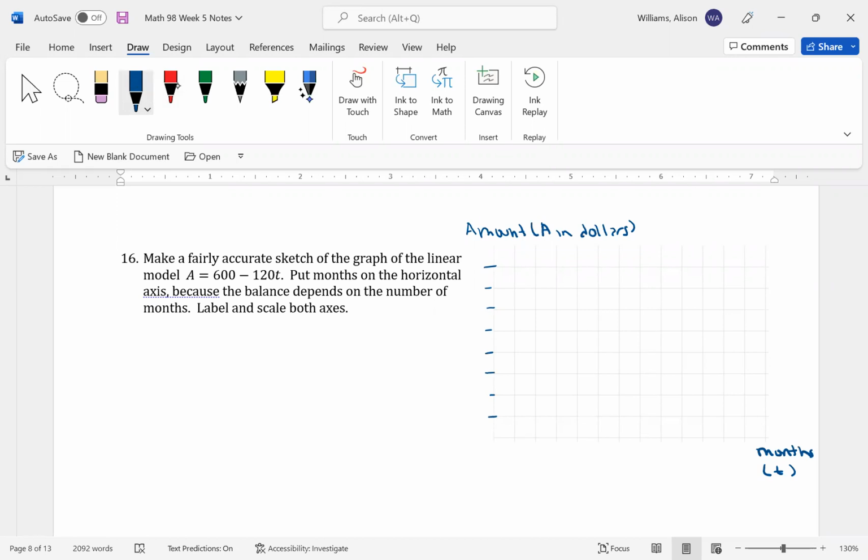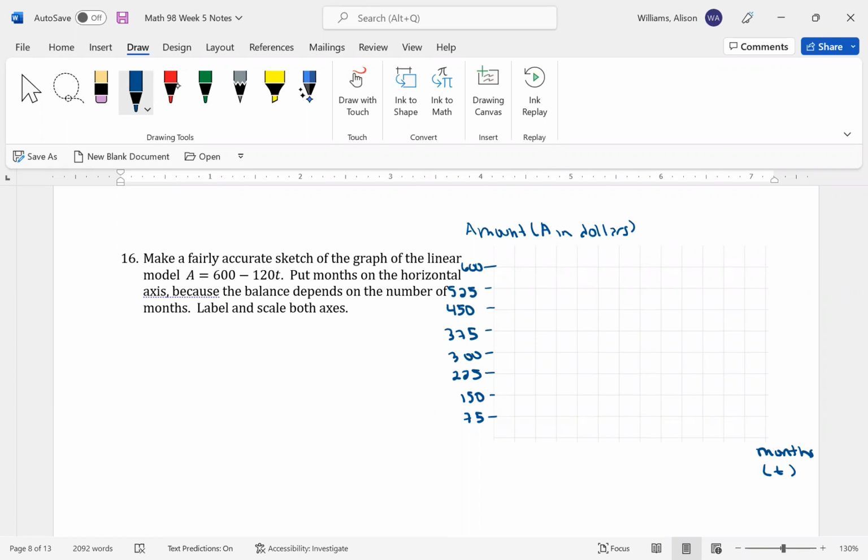So this is going to be 75, 150, 225, 300, 375, 450, 525, and 600. So kind of ran into the writing there.